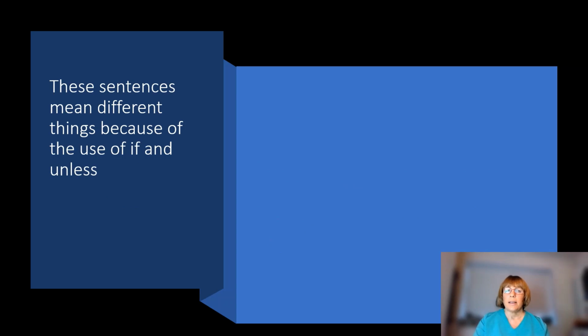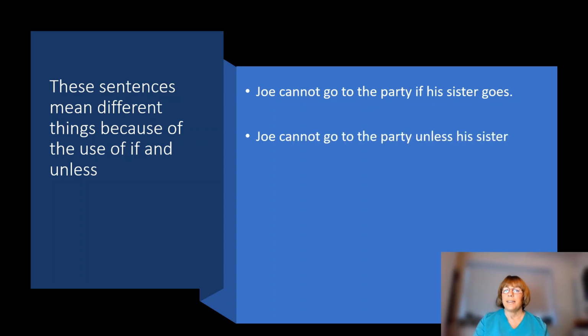Now these sentences mean different things because of the use of if and unless, and that's why we look directly at that linking word to find out what the sentence means. So Joe cannot go to the party if his sister goes is different to Joe cannot go to the party unless his sister goes with him. So make sure you're using those words if and unless correctly. Let's have another practice.